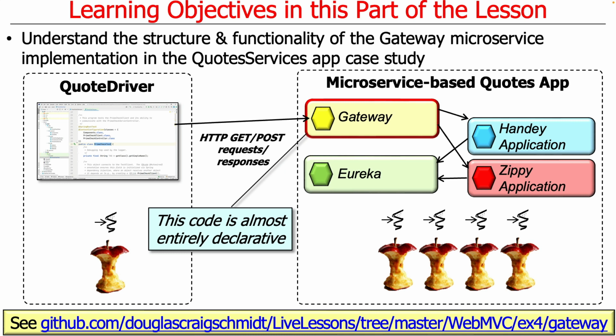As you will see when we look at the implementation, and even when I talk about it at a high level here, this code in the gateway is almost entirely declarative. What does that mean? It means we don't have to write very much Java code. We describe things instead using YAML as the description language, which says what you want, not how to do it. So it's the what versus the how.